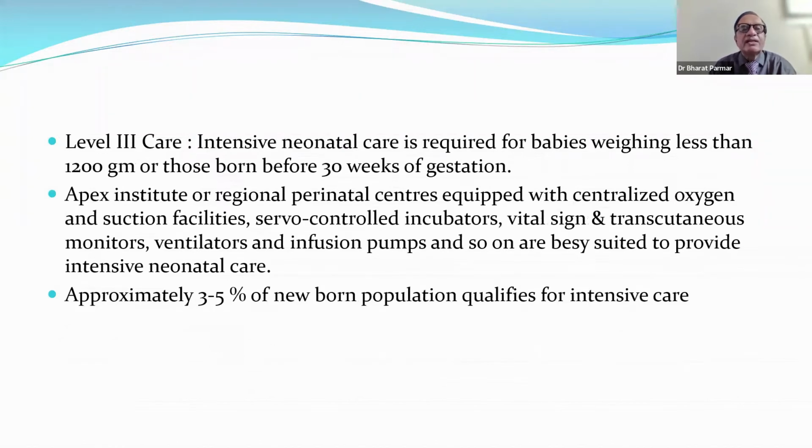Level 3 care, the intensive neonatal care, is required for babies weighing less than 1200 grams or those born before 30 weeks of gestation. An apex institute or regional perinatal center equipped with centralized oxygen and suction facility, servo-control incubator, vital sign monitor, transcutaneous monitor, ventilators, infusion pump, and so on, is best suited to provide intensive neonatal care. Approximately 3 to 5% of the newborn population qualify for level 3 care.